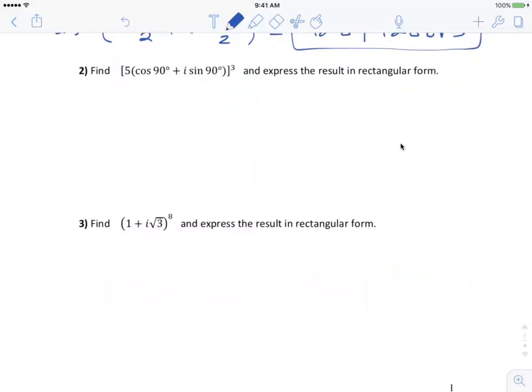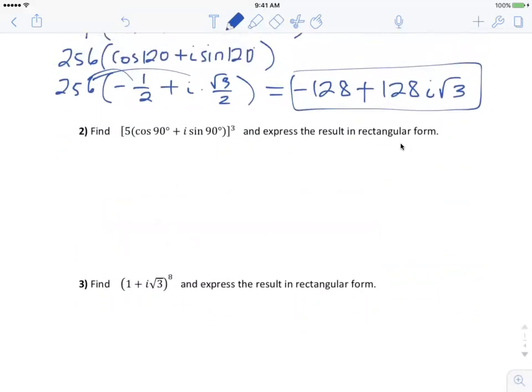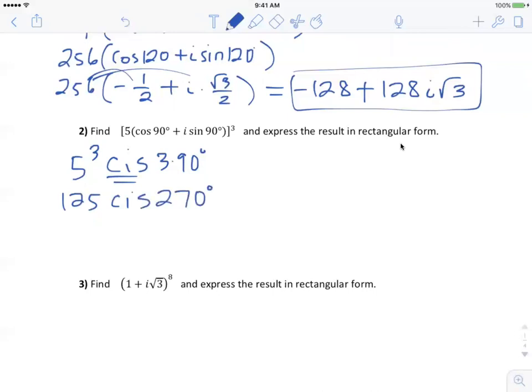Next, let's try another one. Okay, so the power is 3, so n is 3. I'm going to have 5 to the 3rd. If you are getting tired of writing cosine plus i sine, you can always try that cis notation. And then you just write 3 times 90 degrees. Cis stands for cosine i sine. So this is 125 cis 270, 3 times 90. Okay. And then rectangular form.